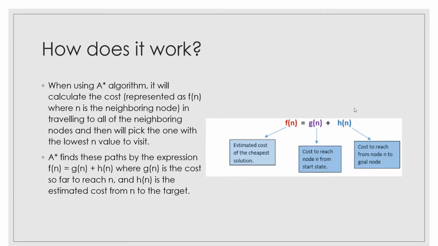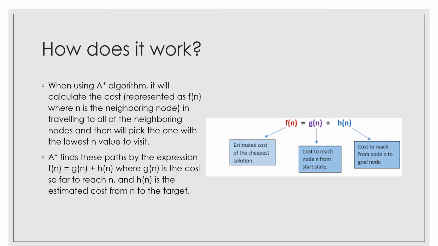Alright, so when using the A-star algorithm, it'll calculate the cost, which we're going to represent with f(n), where n is the neighboring node, traveling to all the neighboring nodes and then picking the one with the lowest value. It finds it by using the expression f(n) = g(n) + h(n), where g(n) is the cost so far to reach n, and h(n) is the estimated cost from n to the target.